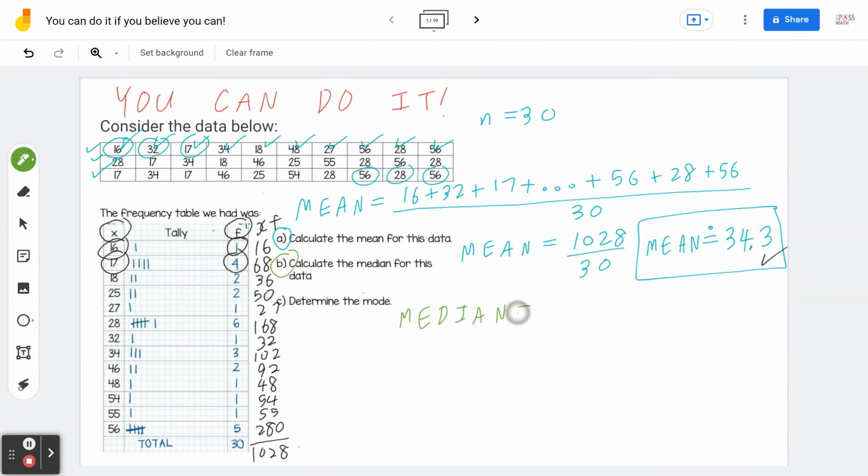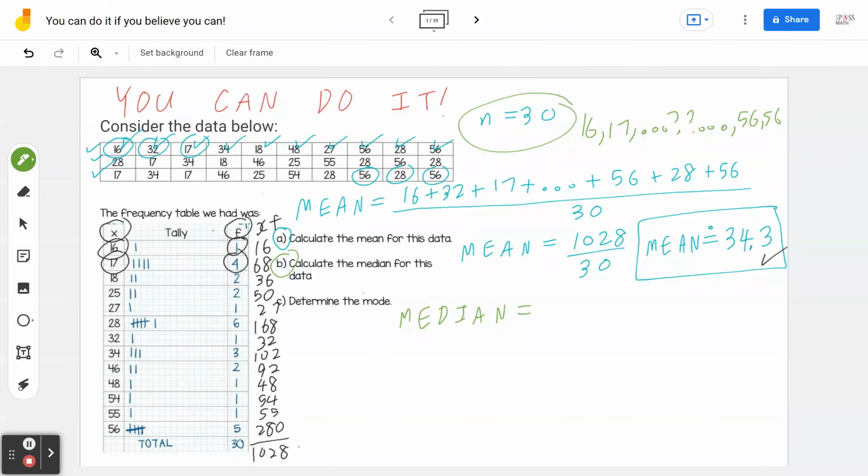Now, notice here we have 30 numbers. This means if you think about it, you line them up from the smallest number to the largest number. So imagine there's 16 right here. And you keep going, 17, and you line them up all the way to the end. And of course, the last two numbers are going to be 56, 56. Now, the key is what are the two middle numbers and what happens when I average them?